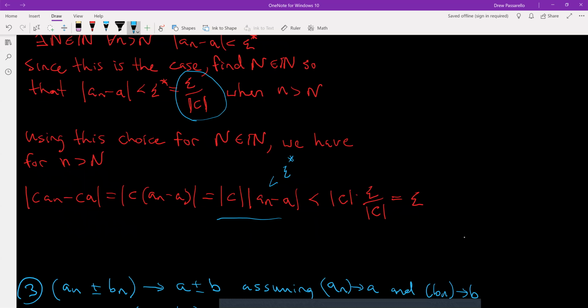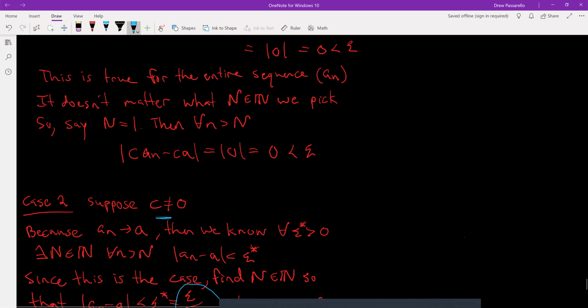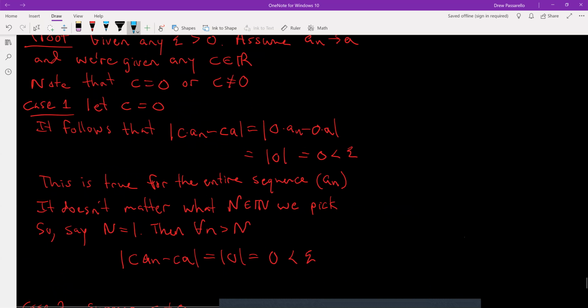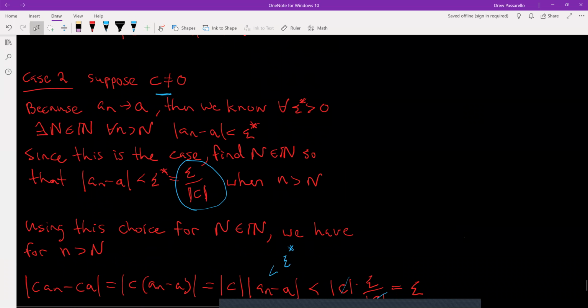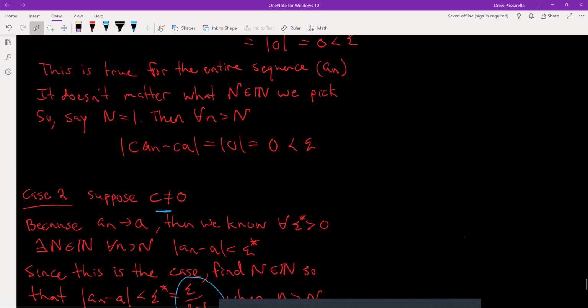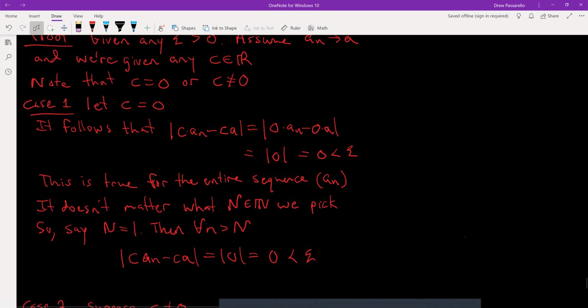So therefore, this whole thing, absolute value of c times absolute value of a_n minus a, is less than absolute value of c times epsilon over the absolute value of c. So then the c's will divide out, so you just get epsilon. All right, so c being 0, I had to do as a separate case because obviously you can't divide by 0. But that's the easy case because then the whole thing is 0. So it doesn't matter what index you pick, it's always going to be 0, which is less than epsilon.